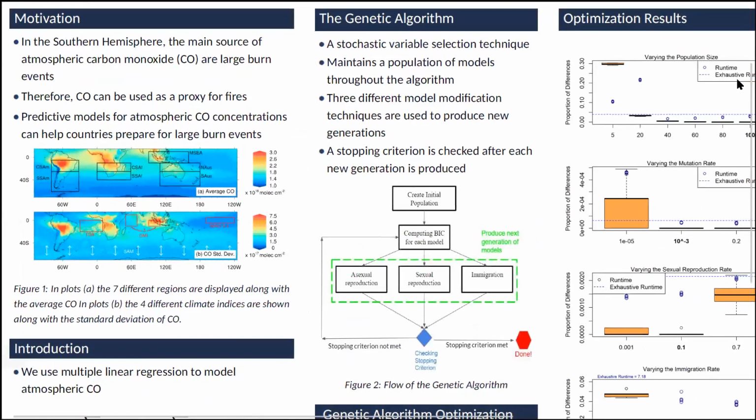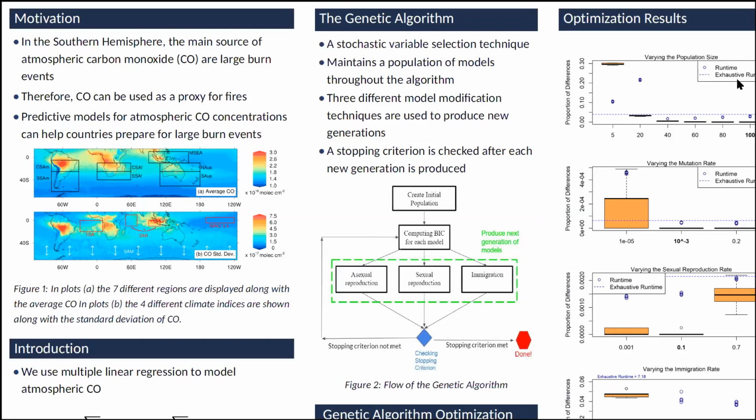This project stems from the fact that in the southern hemisphere, the main source of atmospheric carbon monoxide is large burn events. Therefore, carbon monoxide can be used as a proxy for fires. When the vegetation is dry, large burn events are more likely to occur. Something called climate indices, which measure the variability in sea surface temperature and wind, were used in a multiple linear regression model. These predictive models for atmospheric carbon monoxide concentrations can help prepare for large burn events.